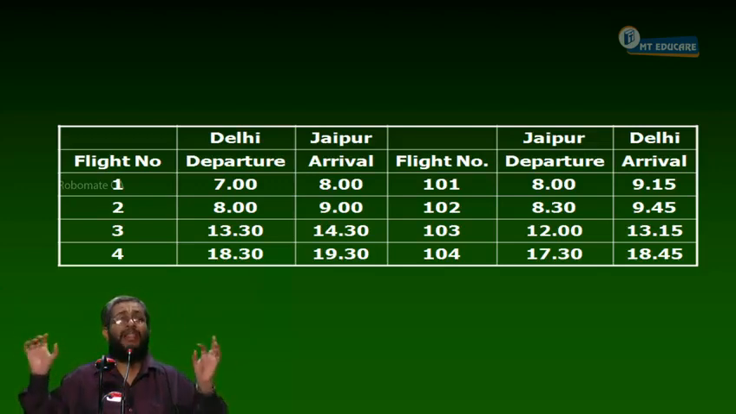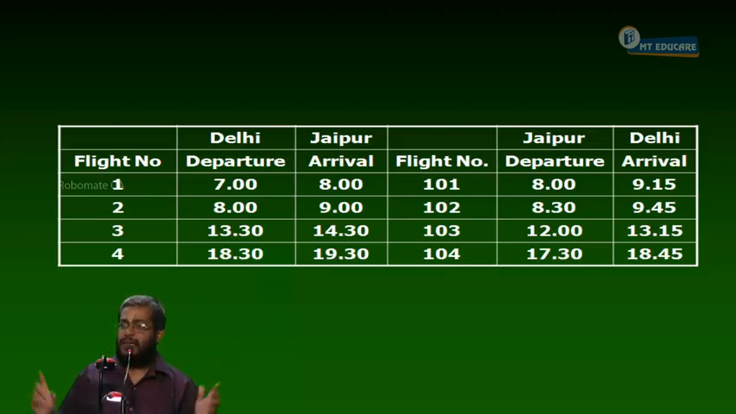Now we have to pair the flights. How many pairs will be there? 4 pairings should be there, because there are 4 flights. You should be assigning 4 pairings. Since there are going to be 4 pairs of flights, we should decide upon, we should have 4 flight crews.